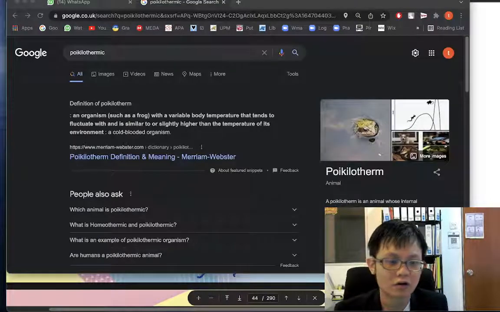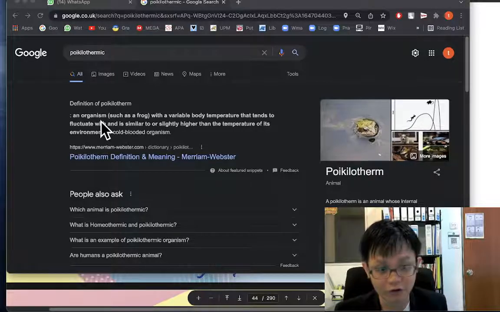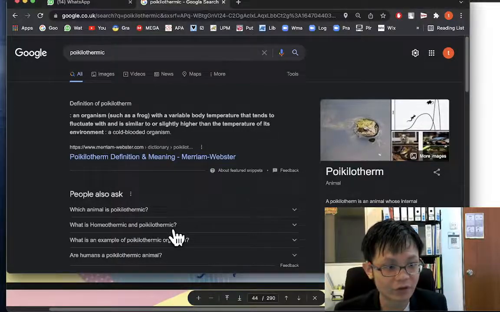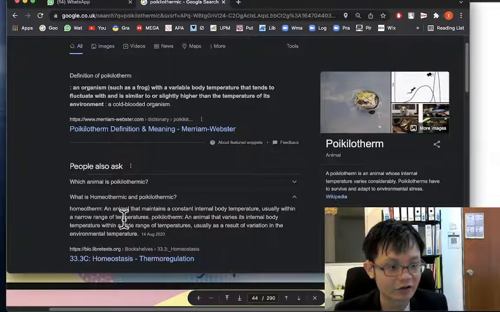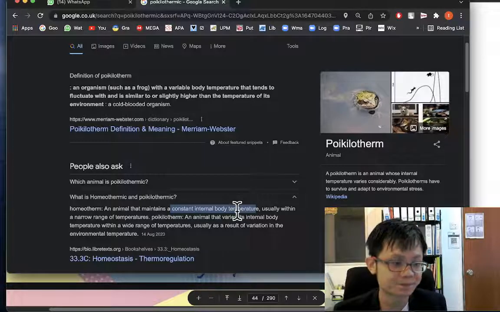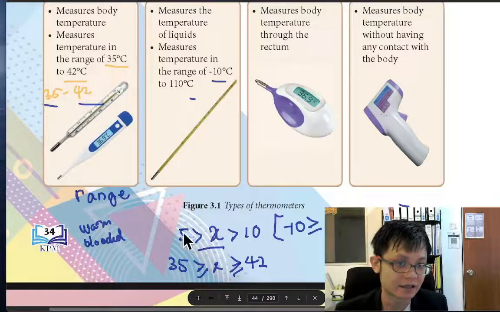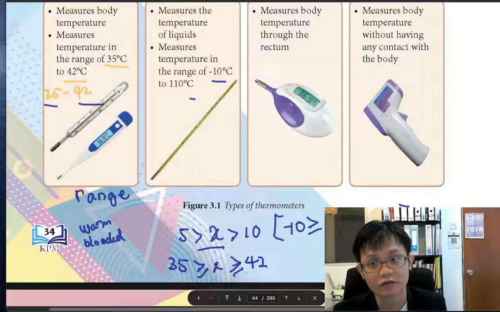Okay, so for Malaysia SPM we use this word, poikilotherm, for animals with a wide range of temperature, like the frog. And we also call humans homeotherms. We usually have a constant internal body temperature where we have a range, and we can see the range is like this: more than 35, lesser than 42.